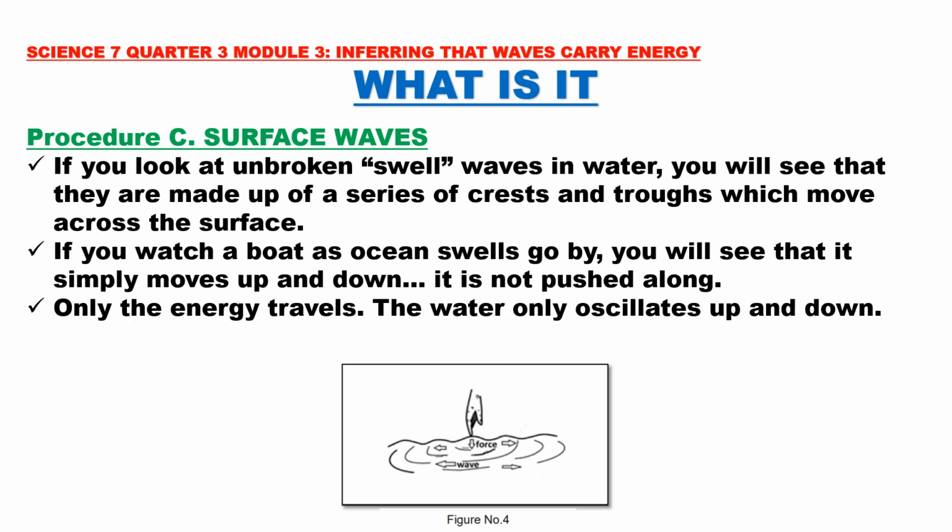So if you look at the unbroken swell waves in water, you will see that they are made up of a series of crests and troughs which move across the surface. So do you remember crest? It is the highest part of a wave, and troughs are the lowest part of your wave. If you watch a boat as ocean swells go by, you will see that it simply moves up and down. It is not pushed along. Only the energy travels. So, kapag nagkakaroon ng movement ang mga waves, ay energy lang po ang nagta-travel.